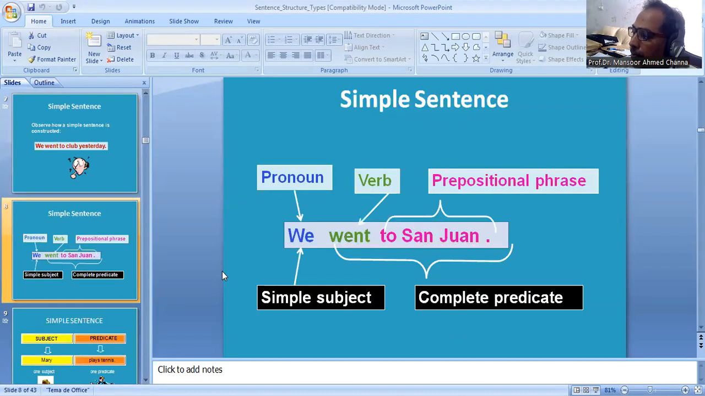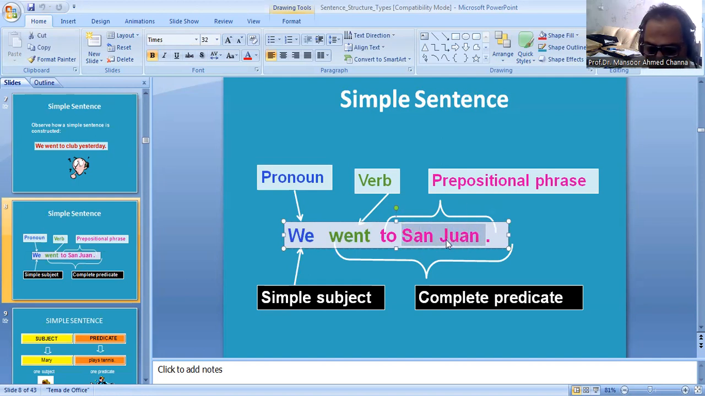Now, if we see the simple sentence, we is a pronoun. Furthermore, if we divide these for our study, went is a verb, second form of the verb, past tense. To club, if I write down here directly, to club, prepositional phrase. To club is a prepositional phrase. To is a preposition and club, we call to club a prepositional phrase. So we is the simple subject. Went to club is the complete predicate. To club is a prepositional phrase. Went is a verb.